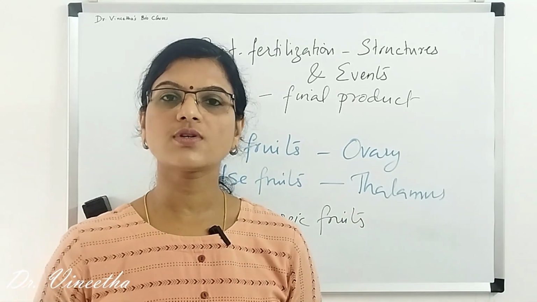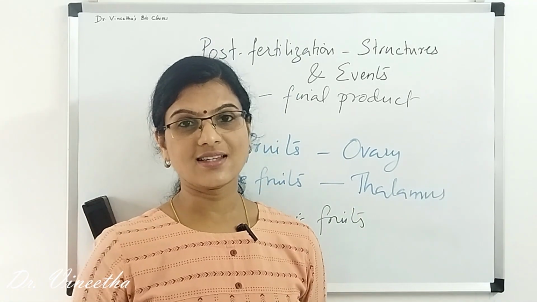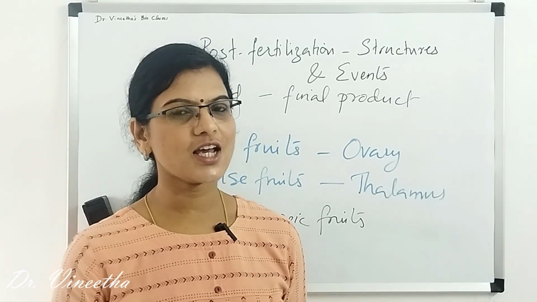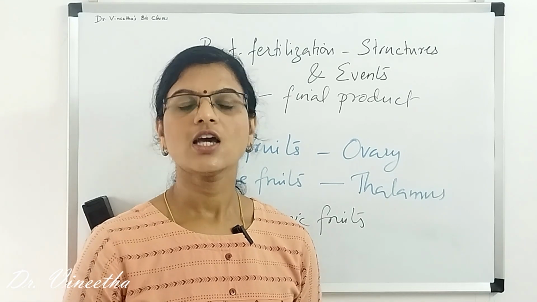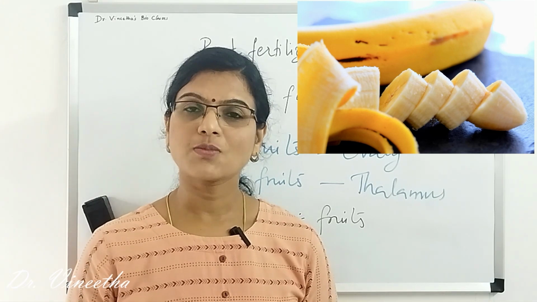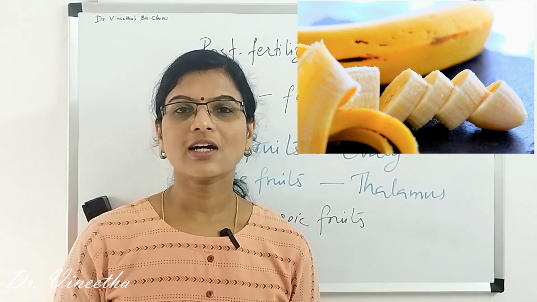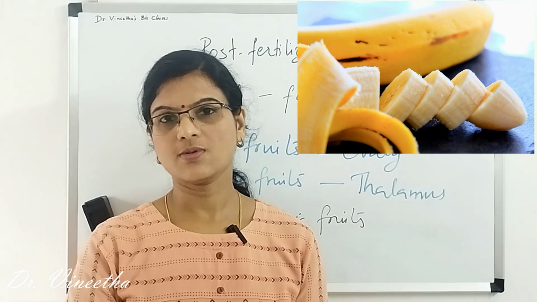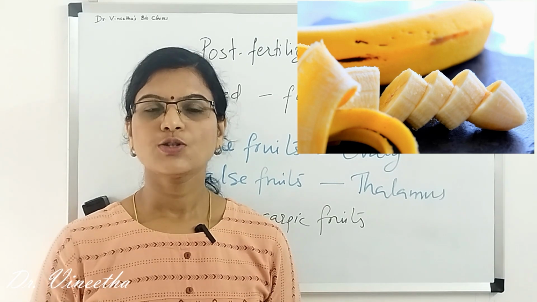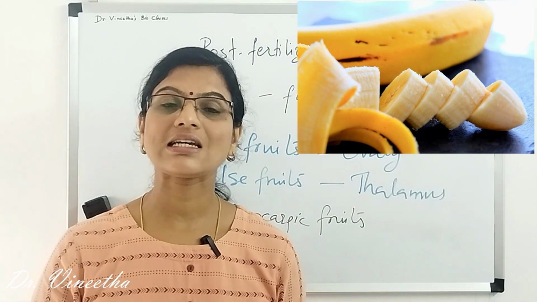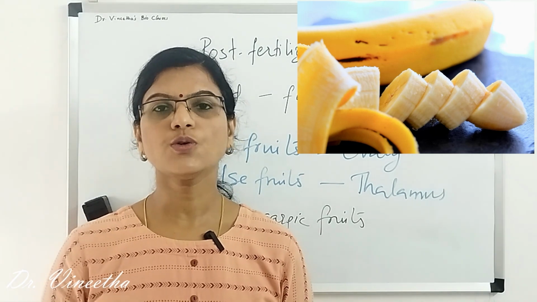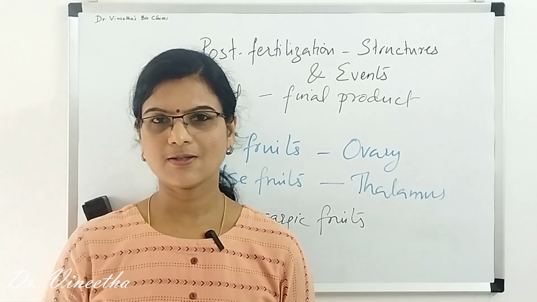So parthenocarpic fruits are developed without fertilization, and the process is known as parthenocarpy, wherein fertilization is not a mandate for fruit formation. An example of a parthenocarpic fruit is banana. So in banana, fruit is formed without fertilization. Parthenocarpy can be induced by certain growth hormones, and because fertilization is not a mandate, seed formation doesn't happen. So these are seedless. The ovules are not developed into seeds.